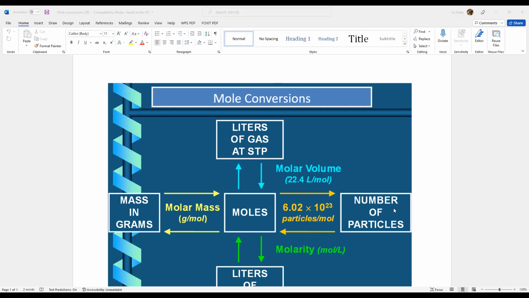Remember, look, it's right here. The answer is right here in front of you. The mass in grams, you need the molar mass of whatever the mass in grams is, right? That they're asking you about to get to moles. So what are they asking you about?